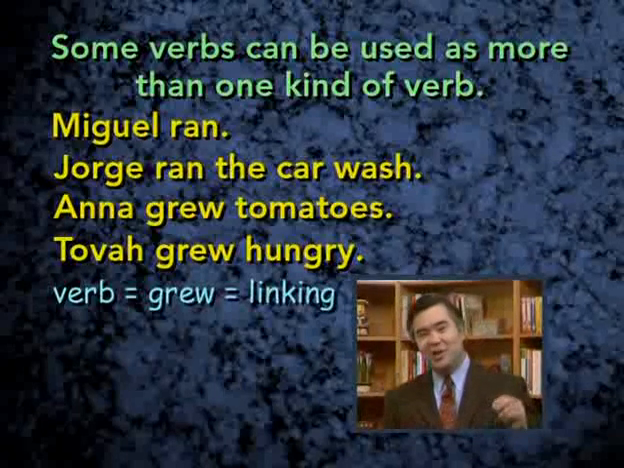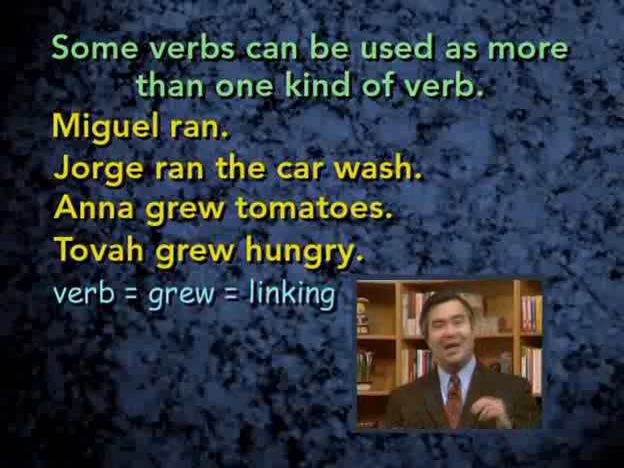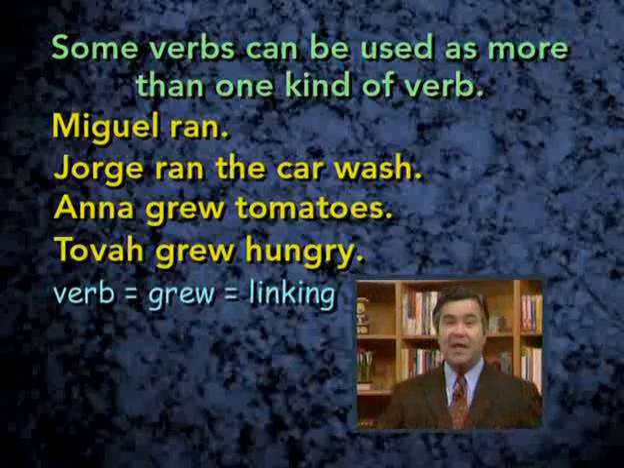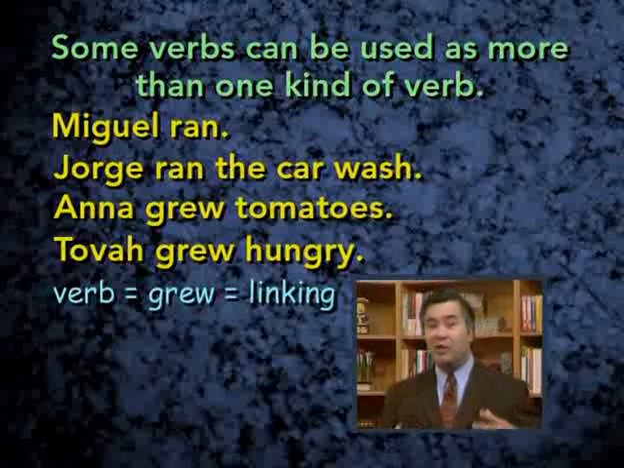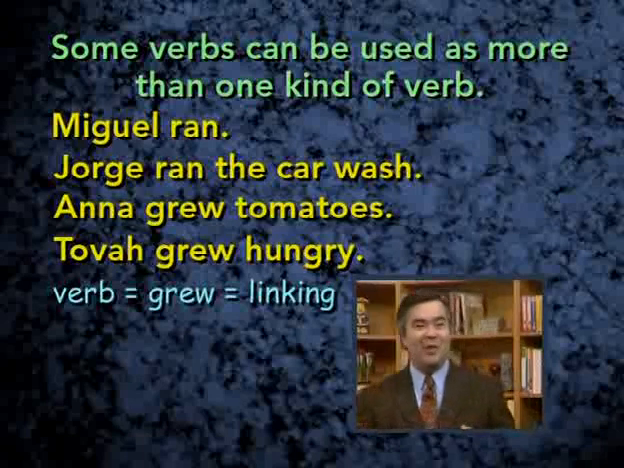The two words Tova and hungry are being linked or equated. We're being told, in effect, that Tova was hungry. She grew hungry, that is, she got to be hungry over time, but in effect, the two things are being equated with one another.